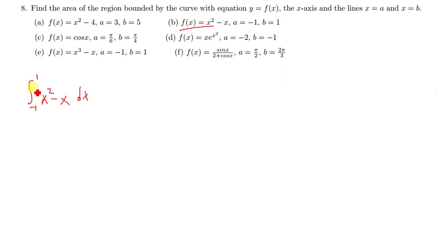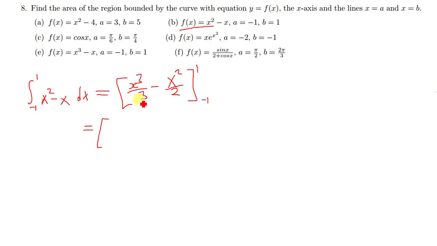Yeah, the upper limit is always supposed to be greater than the lower limit. So when you integrate that, this will give you x to the power 3 divided by 3 minus x squared divided by 2. So this is how it's going to be, and then you have your limits there. From there, it's just a matter of plugging in the limits, then we find the area.